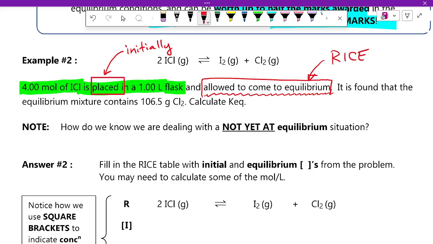It is found that the equilibrium mixture contains 106.5 grams of Cl2. Calculate the Keq. Well, how do we know we're not yet at equilibrium? Because it says we are allowed to come to equilibrium, okay?